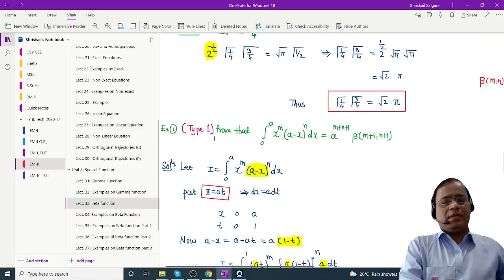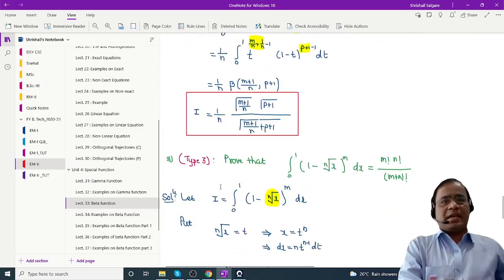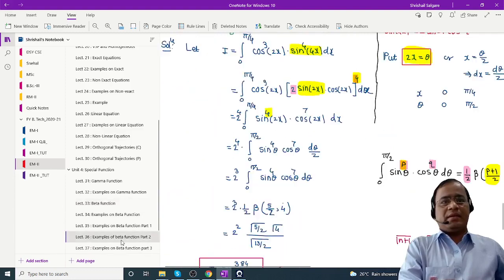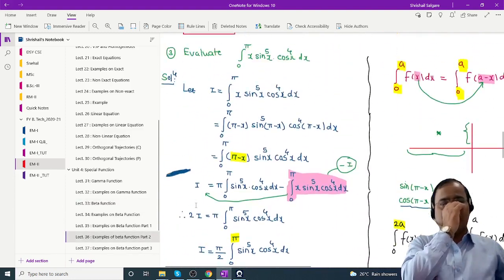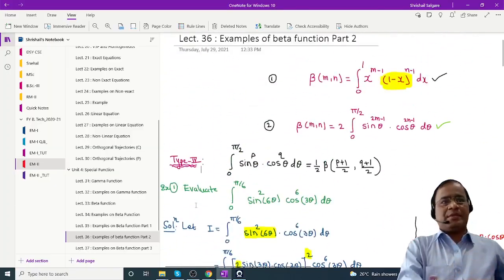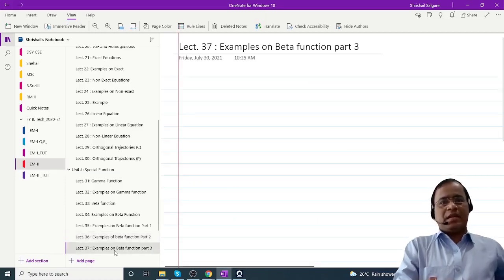So type 1, depending on the nature of the integrand, you have to decide what the substitution will be. This is type 1, this is type 2, this is type 3, and yesterday we saw that example based on trigonometric terms, which we consider as type 4. Now let's continue with the next type, and how to evaluate the integral.